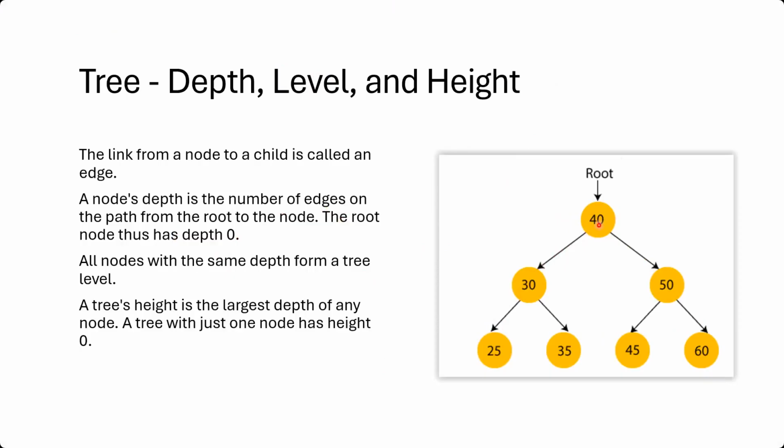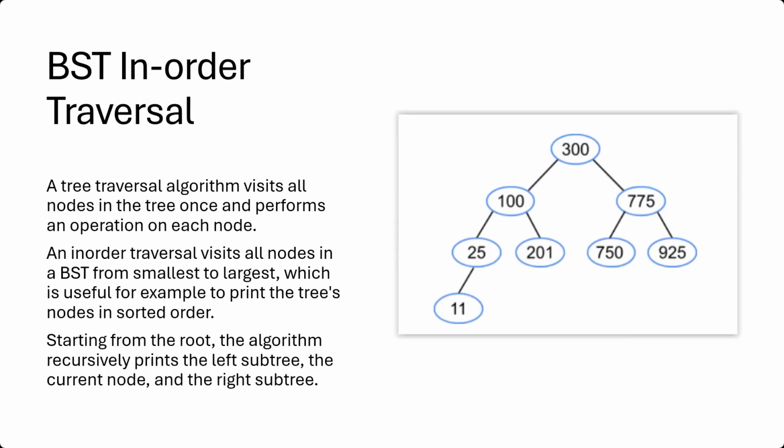The height is going to be all the way down to the farthest possible one. So remember, a tree's height is the largest depth of any node. A tree with just 1 node has a height of 0. So if we only had 40, that's going to be 0. What happens if I add just one extra node down here? Does that change our height? Yeah, you bet. It doesn't matter if it's fully populated or if you just have a single node down here. It's still the maximum number to get to the farthest one. Be familiar with all of those.